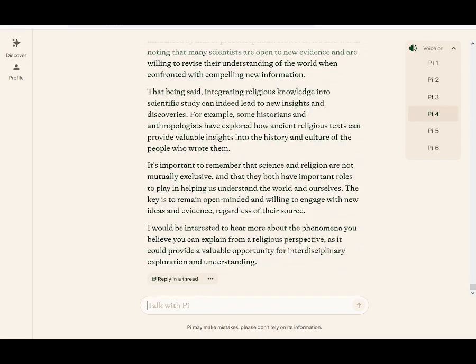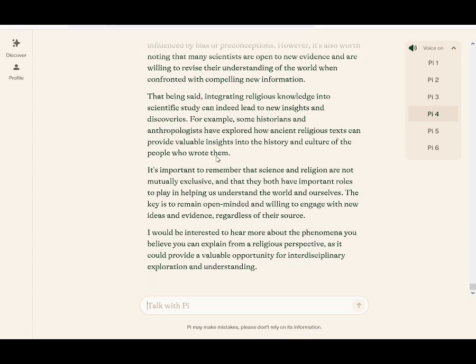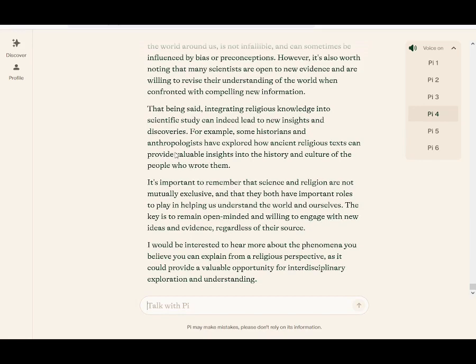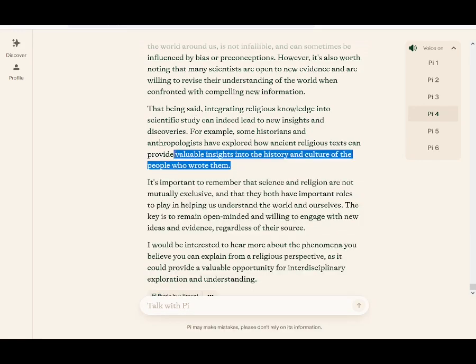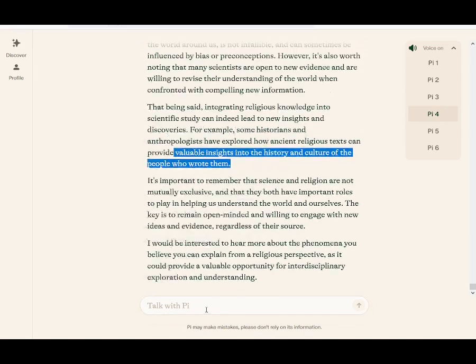It's important to remember that science and religion are not mutually exclusive and that they both have important roles to play in helping us understand the world and ourselves. The key is to remain open-minded and willing to engage with new ideas and evidence, regardless of their source. I would be interested to hear more about the phenomena you believe you can explain from a religious perspective, as it could provide a valuable opportunity for interdisciplinary exploration and understanding.